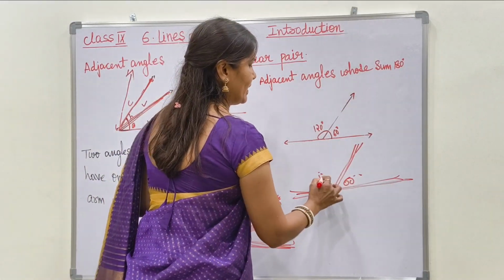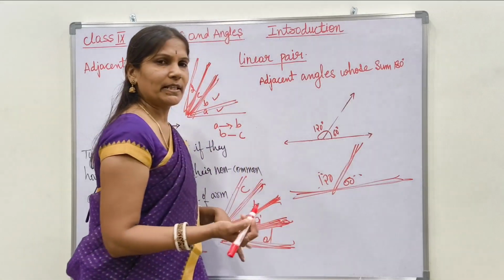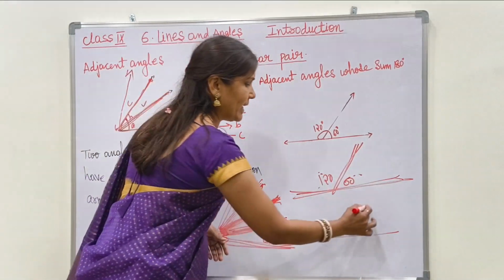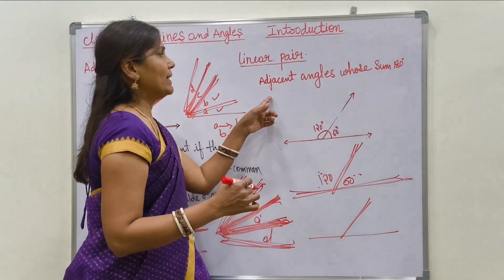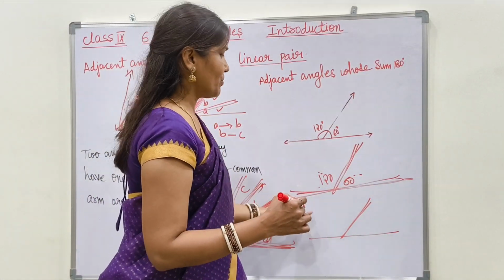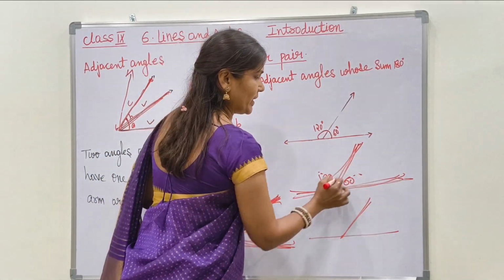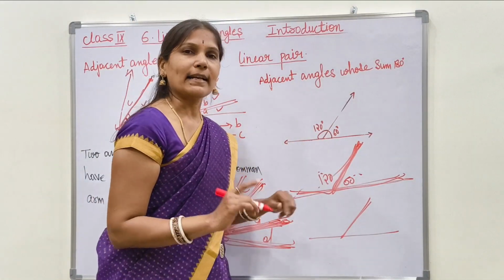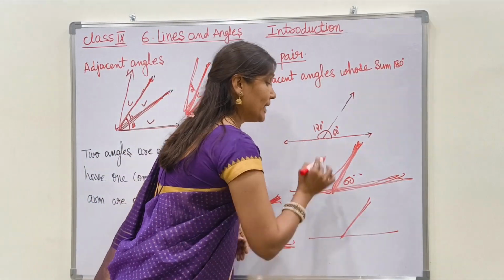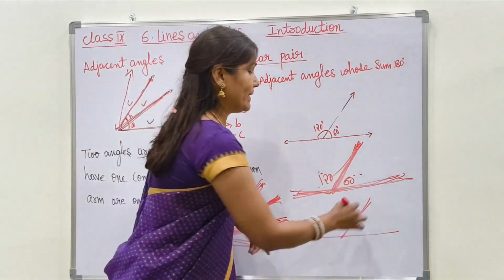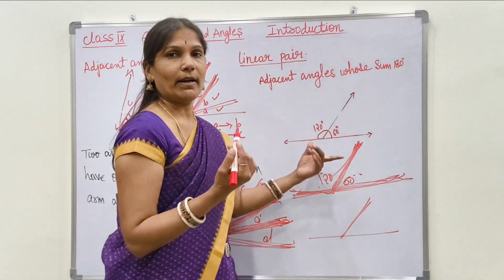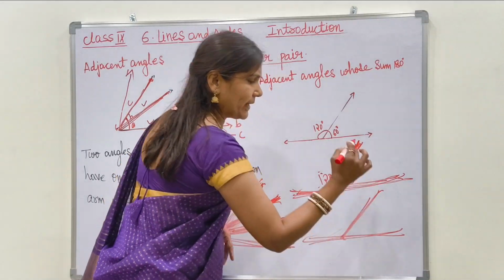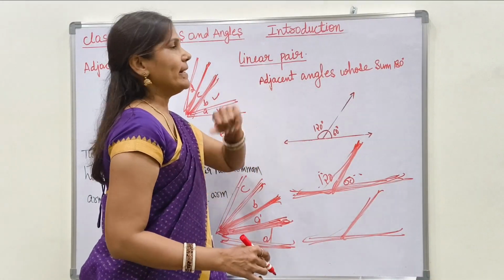Example, this is 60 degrees, this is 120. 120 plus 60, how much degrees? 180 degrees. Linear pair means one straight line is there. See here, these two are also adjacent angles, the middle one has a common arm. So these two angles are adjacent angles also, but since there is a straight line, these two angles are called a linear pair. Linear pair means nothing but one straight line forming angles.